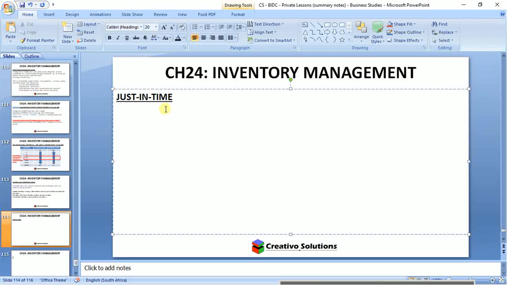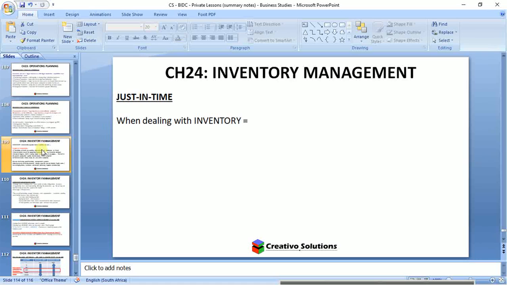Definition. Easy. What do you think just in time refers to? Exactly. Meaning now. So how does it relate to inventory? Well, when dealing with inventory, what did we say has the most amount of cost?